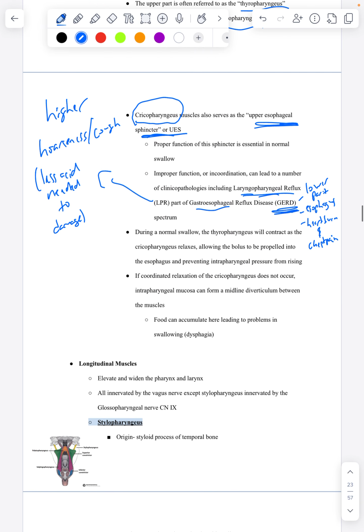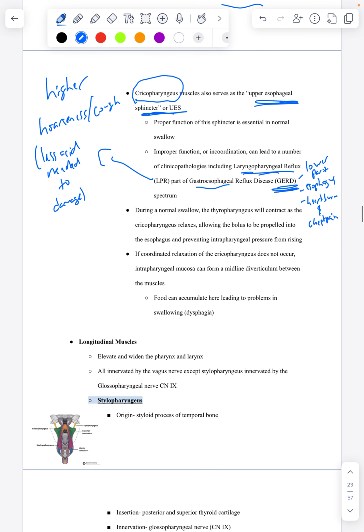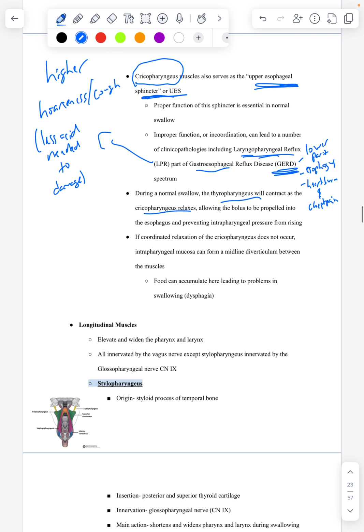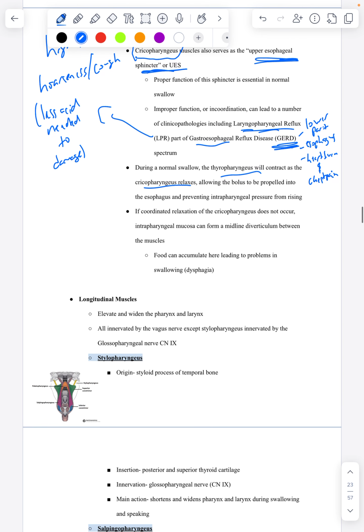Okay. During a normal swallow, the thyropharyngeus will contract. Then the cricopharyngeus relaxes because you want things to go down. So thyropharyngeus, the top thing, will contract so it could go down. Then cricopharyngeus will relax because that's your upper esophageal sphincter, and you want things to go down the esophagus so they can go into your stomach, you can digest them, and whatever.